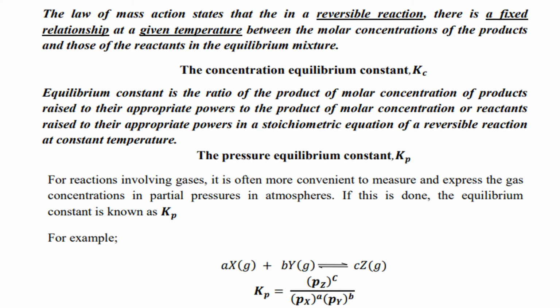So we're saying that the equilibrium constant is therefore going to be defined as the ratio of the product of the molar concentration of the products raised to their appropriate powers, just like you have seen in the previous equation, to the product of the molar concentration of the reactants also raised to their appropriate powers. And the important thing here is that these things must be in a stoichiometric equation. Stoichiometric equation of a reversible reaction which always occurs at a given temperature.